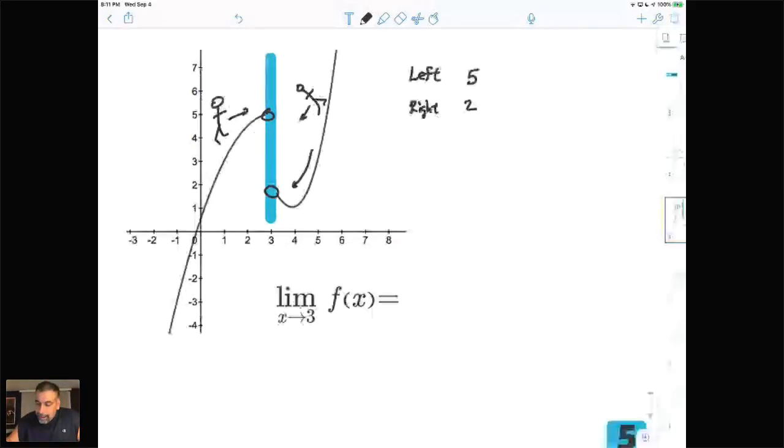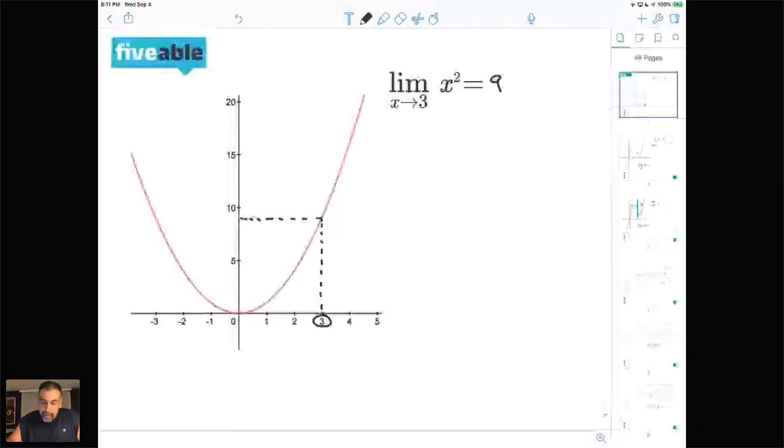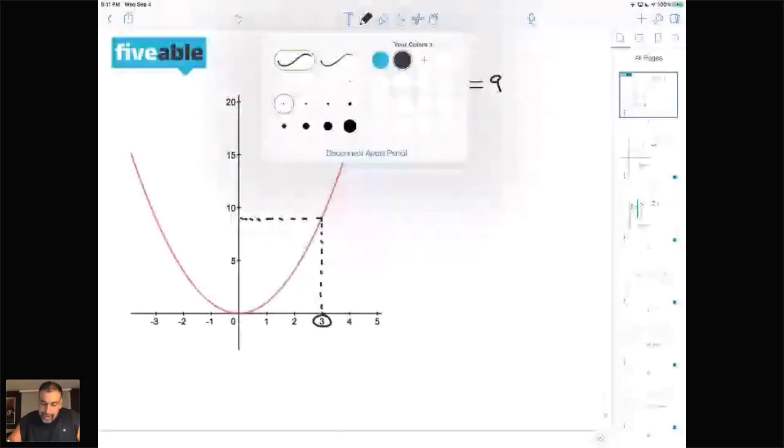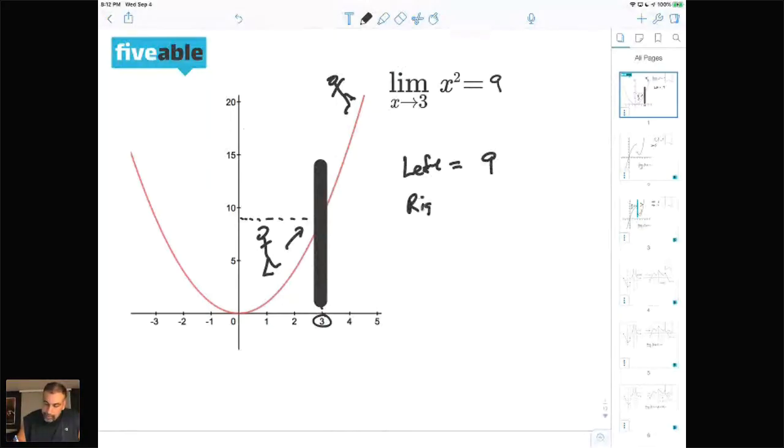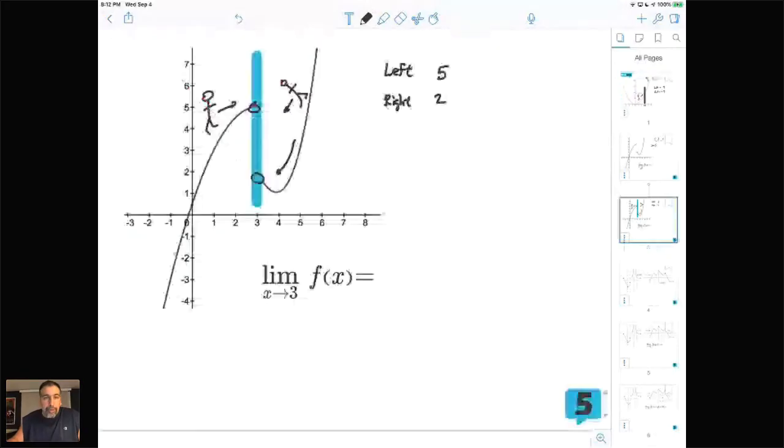Well, I want to remind you what happened back with the parabola. If we go back to this one and we do the exact same idea, if we had covered that spot up and then walked in both directions approaching there, coming from the left, our answer was going to be that value of 9. And coming from the right, our answer is going to be the value of 9. It's the same value. This one's pretty simple. Both sides agree. There's no confusion whatsoever. 9 was the answer. Back to our current one, on the left side, we're getting 5. On the right side, we're getting 2.